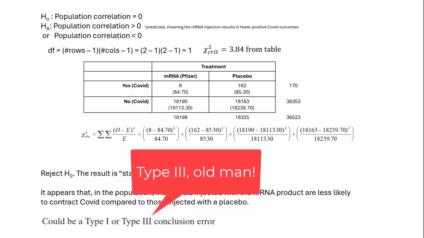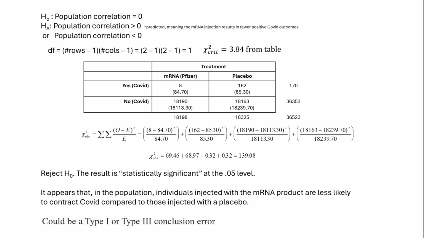Now, this could be a type 1 or type 2 conclusion error because we've rejected the null and we do have a directional hypothesis here. So we'd have to replicate this study to make that determination.